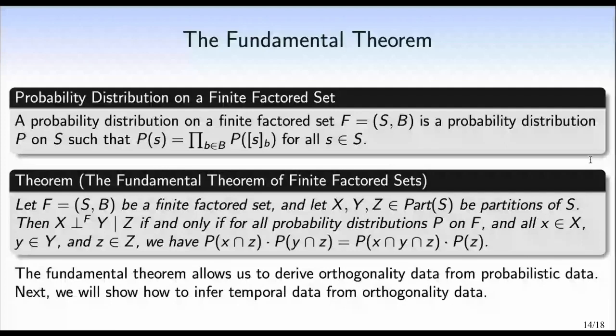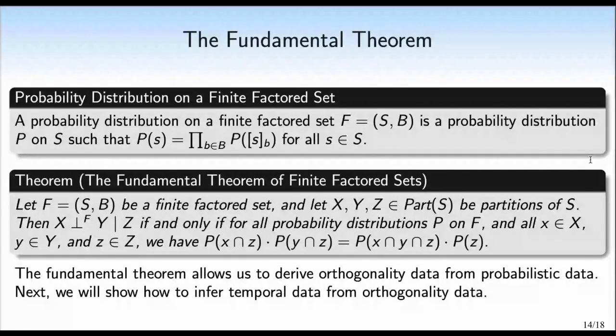So the fundamental theorem allows us to derive orthogonality data from probabilistic data, right? It's giving a connection between orthogonality and conditional orthogonality and independence, which means that if I have some empirical distribution, where I've taken a bunch of samples of something, or I have some Bayesian distribution on it, where I have some beliefs about it that come from wherever, I can use that to infer some orthogonality data. And then we can use this orthogonality data to get temporal data. And so next we're going to talk about how to get temporal data from orthogonality data.